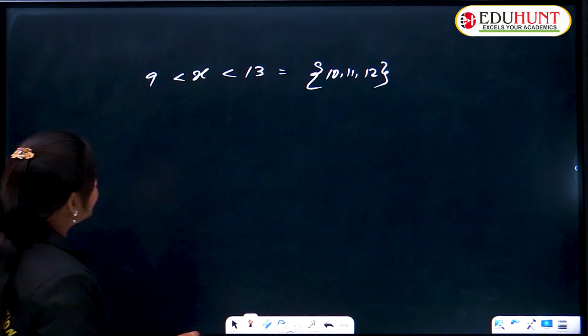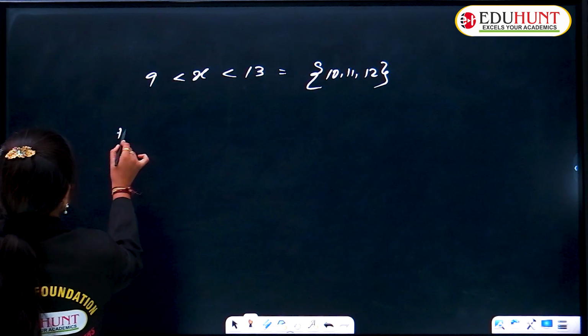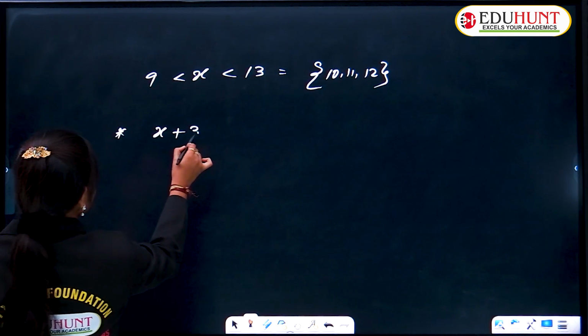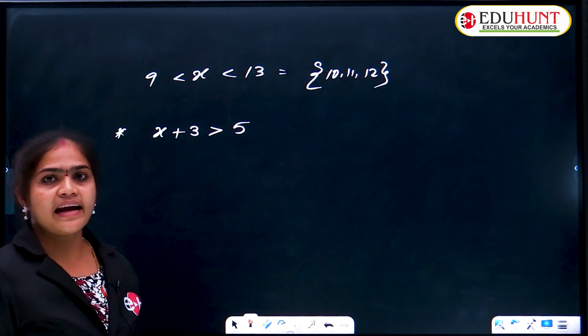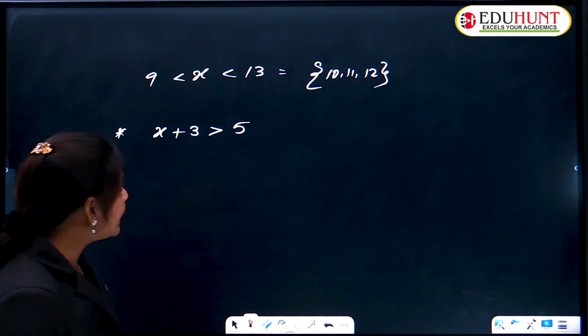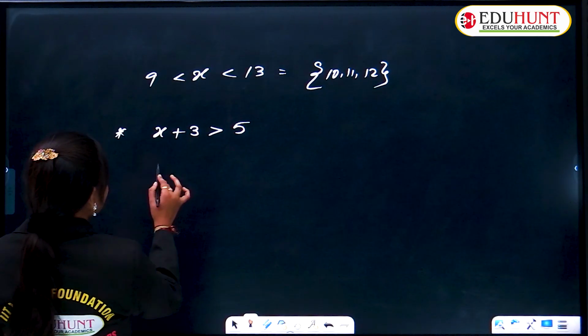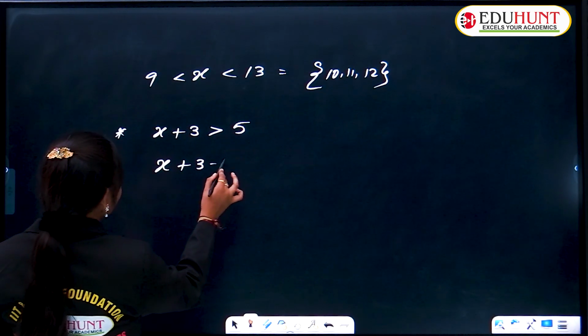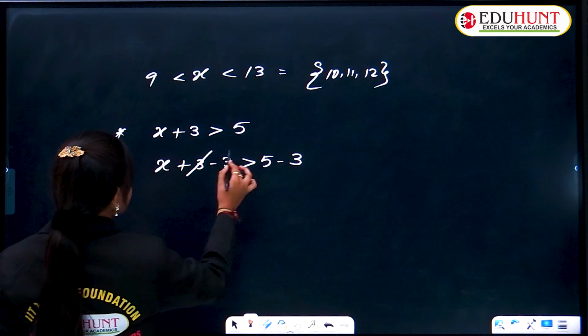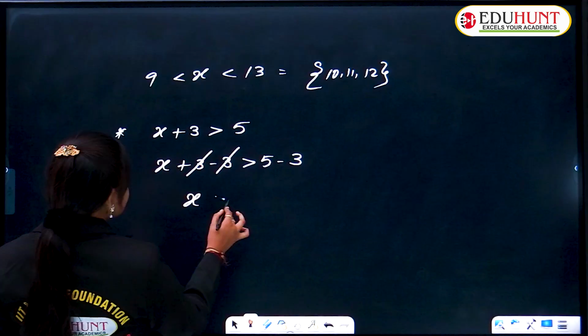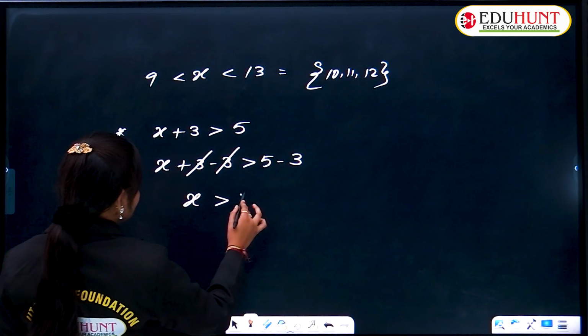And in the same way here, I'll tell you one example. x plus 3 is greater than 5. x plus 3 is greater than 5. Then see here how to write. Here plus 3 is there, no. Then here plus 3 minus 3. Balancing method you have to use here. 5 minus 3. Plus 3 minus 3 gets cancelled. x is greater than 5 minus 3, which is equal to 2.